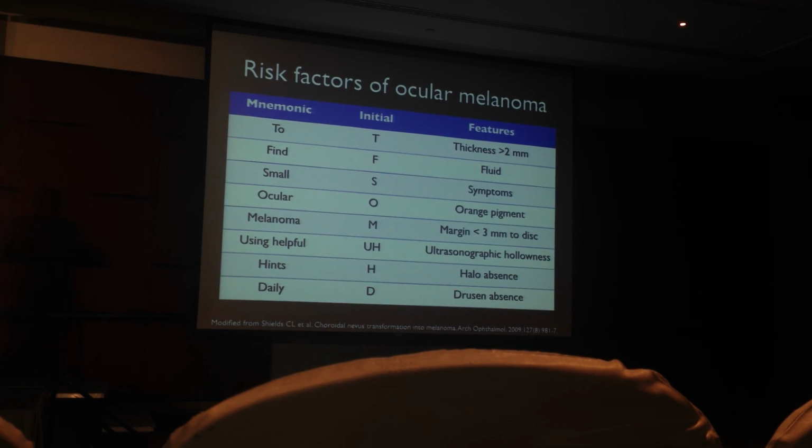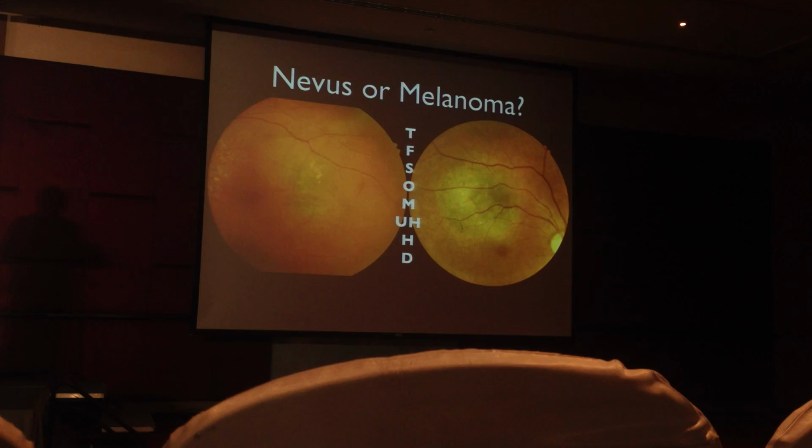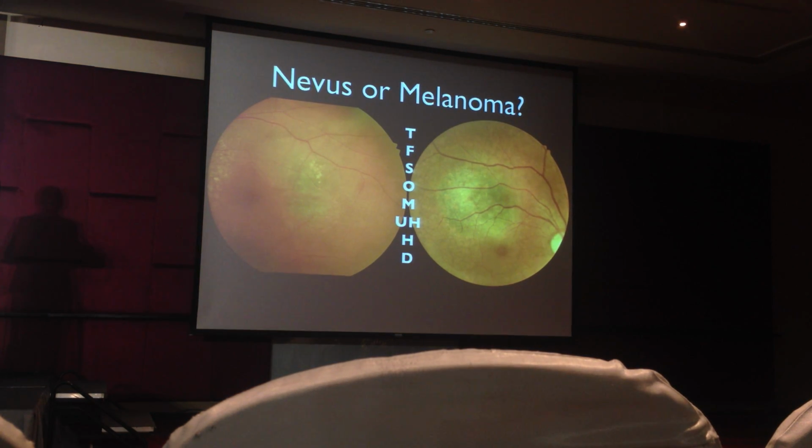So the mnemonic is very helpful and easy to remember: To Find Small Ocular Melanoma Using Helpful Hints Daily. T is the thickness more than 2 millimeters, F is subretinal fluid, S is symptoms, O is orange pigment present on the tumor, M is margin of the tumor close to the optic nerve, U is ultrasound hollowness, H is halo absence, and D is drusen absence.